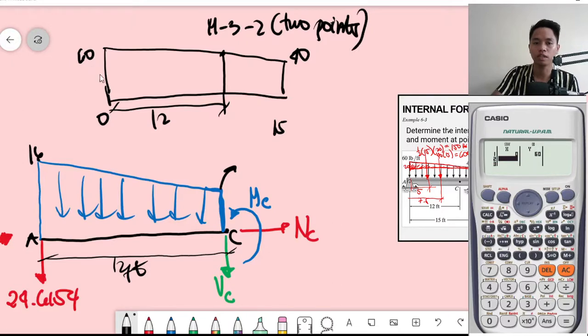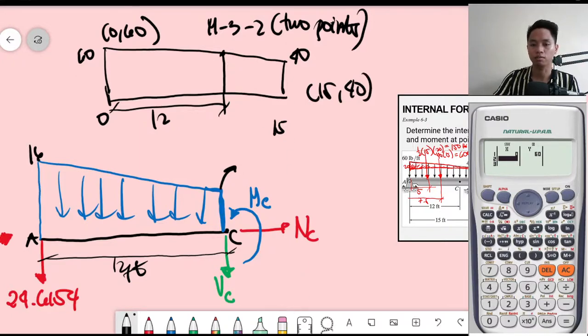Okay, what are the 2 points diri? This would be 0, 60, meaning 0 ang x, 60 ang y, diri would be 15, 40. Meaning at x is equal to 15, your y is 40. You need 2 points para maka-plot ka sa iyang line, because again, nag-plot ka ug line. At x is equal to 15, the value of your y is 40. This is very useful, especially sa mga board exam. So that would be 0, 60, tapos we have 15, 40.